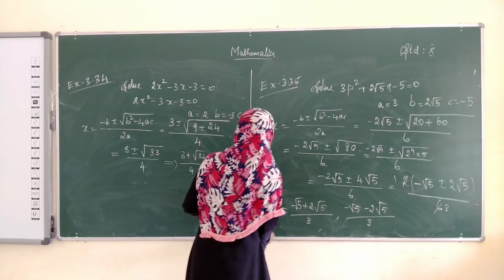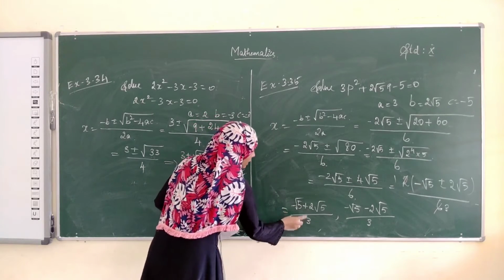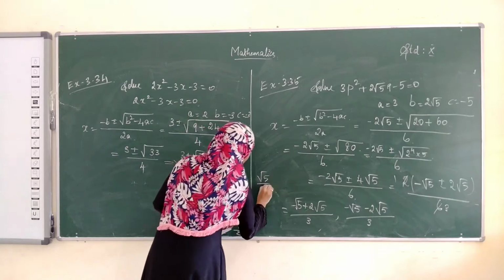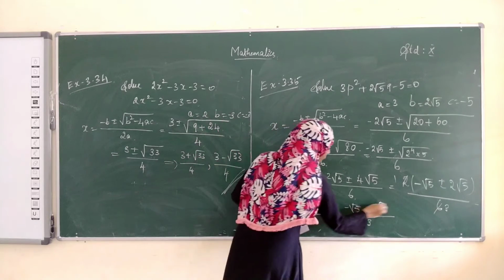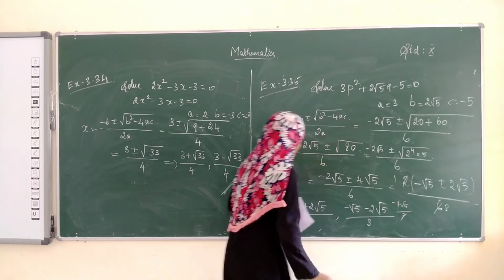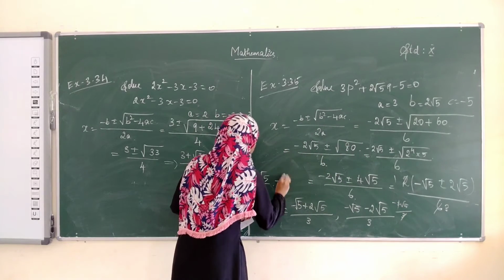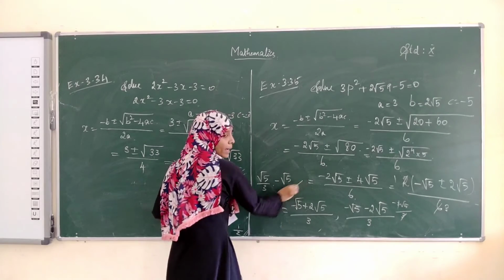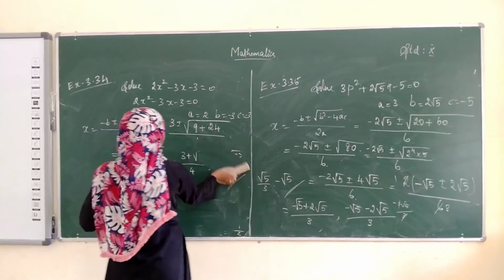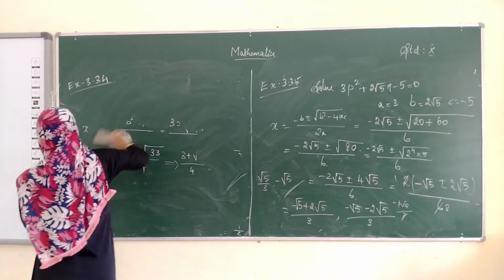Right? So from this what we can get? From this the answer is root 5. 2 minus 1 is root 5 divided by 3, and from this we get minus 3 root 5 divided by 3. This 3 and 3 gets cancelled. So our answer is minus root 5 alone. So answers are minus root 5 and root 5 divided by 3. These are the solutions of the given equation. Okay.